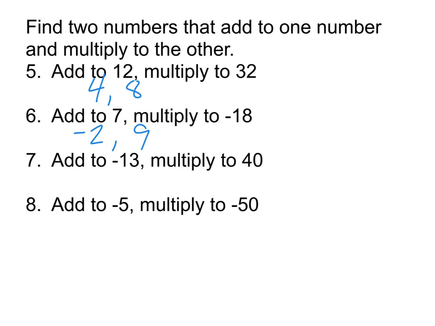Okay, number 7, all the different ways we can multiply to 40. Well, there's one that hopefully kind of leapt out to you. 5 times 8 is going to be 40. But 5 plus 8 is not negative 13, it's a positive 13. So in order to make it so that it'll add to a negative, but still multiply to a positive, we flip both signs. So it's got to be a negative 5 and a negative 8.